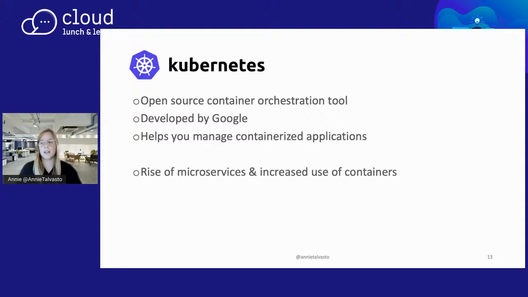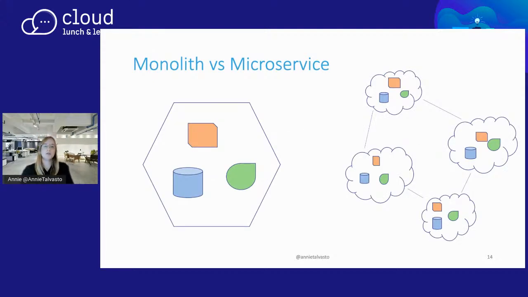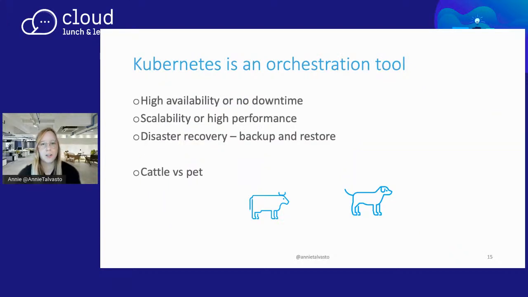These things are also connected to the rise of microservices and therefore the increased use of containers. If you have a monolith structure, you have just one big thing working, and if you have microservices, you just need more containers, and these things really play well together. So Kubernetes is an orchestration tool, as mentioned before. It provides high availability or no downtime, and it has really good scalability and high performance, and it has really good disaster recovery, backup, and restore as well.